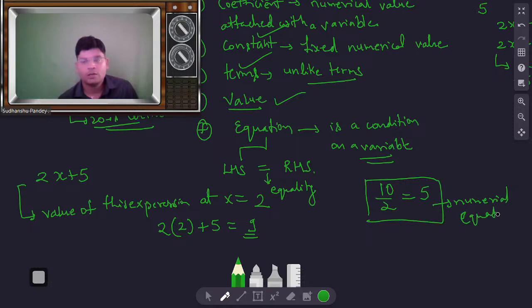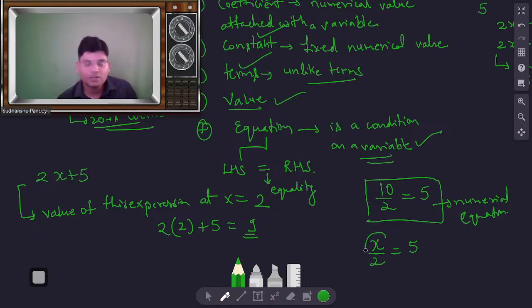Okay. So numerical equations means only numbers are involved. So 10 by 2, we know that if I divide 10 by 2 I am going to get 5 only. So this is not actually an equation. Equation means it is a condition on a variable. Suppose I write x divided by 2 is equal to 5.